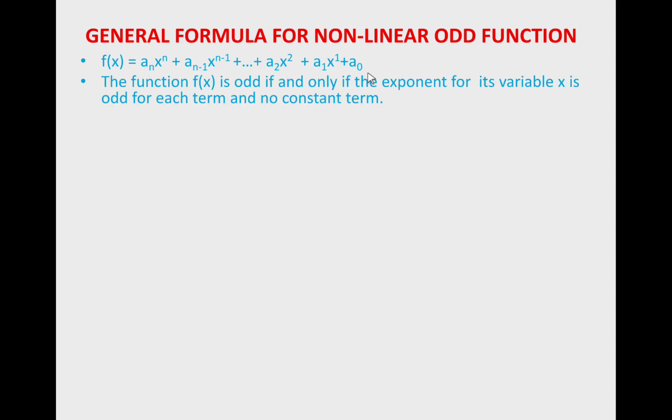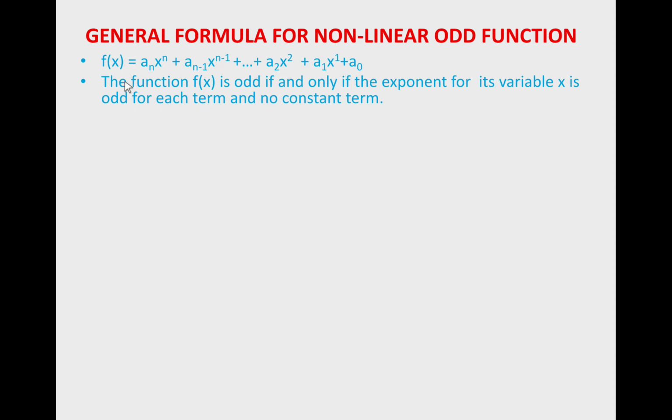We're going to go ahead and generalize the formula for nonlinear odd functions. We will start with a polynomial. F of x will be equal to a sub n x to the power n plus a sub n minus 1 x to the power n minus 1 plus all the way until a sub 2 x to the power 2 plus a sub 1 x to the power 1 plus a sub 0. Now we have this function. We're going to go ahead and extract from it a general formula for an odd function.